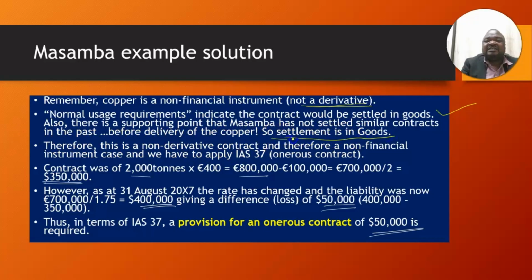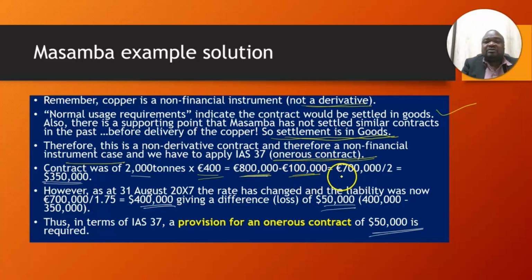When the goods are delivered, that's when we are going to settle the contract. So it is a contract that is being settled in goods. Therefore, this is a non-derivative contract and therefore a non-financial instrument case, and we have to apply IAS 37 onerous contract. The contract was for 2,000 tons of copper multiplied by 400 euros. This comes to 800,000, minus the non-refundable deposit, which is a cost that is going to be incurred regardless of any gain which is going to be made. That's something synonymous with onerous contracts, isn't it?